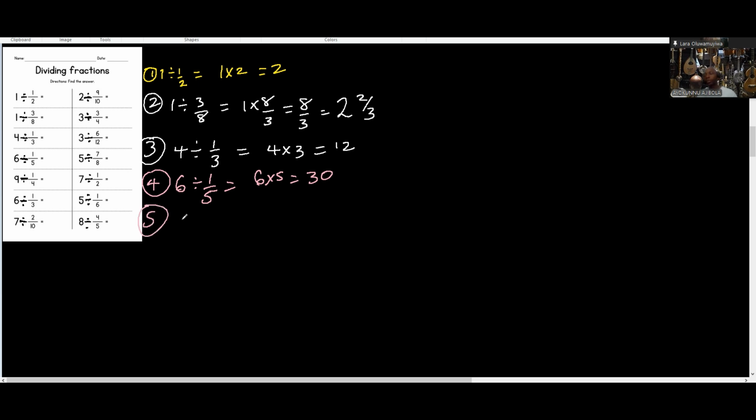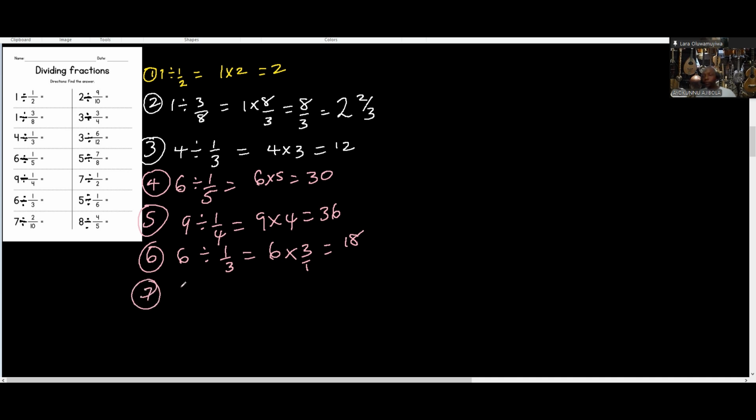So take note of all this correction. Then we have 9 divided by 1 over 4, and that is 9 times 4 over 1, which is 36 over 1, which is 36. Number 6, we have 6 divided by 1 over 3, that is 6 times 3 over 1, which is 18 over 1, which is 18. Are you getting that? 7 divided by 2 over 10. This will be 7 times 10 over 2, okay? And this is 70 over 2, which is 35. No more fraction. 35 over 1, which is 35.